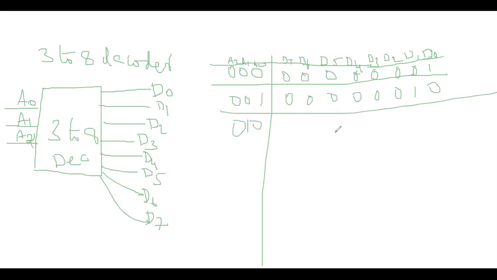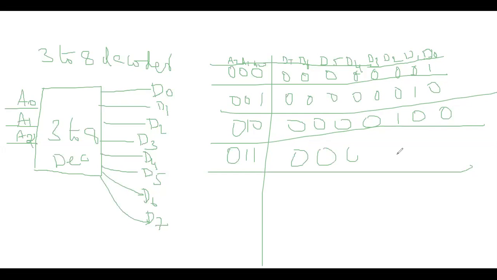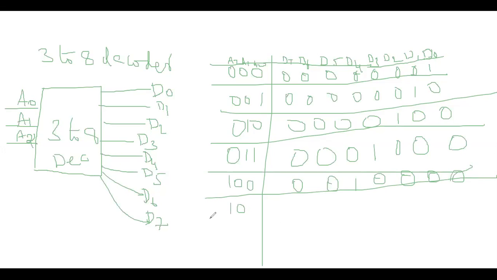Next is 0, 1, 0, where D2 is 1 and the rest are 0, which means you get the output diagonally. Then 0, 1, 1, which is 3: D3 is high and all the remaining values are zeros. And 1, 0, 0 is D4, with the other outputs 0. And 1, 0, 1 is 5.